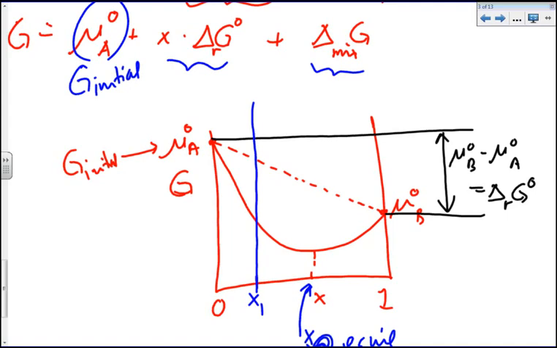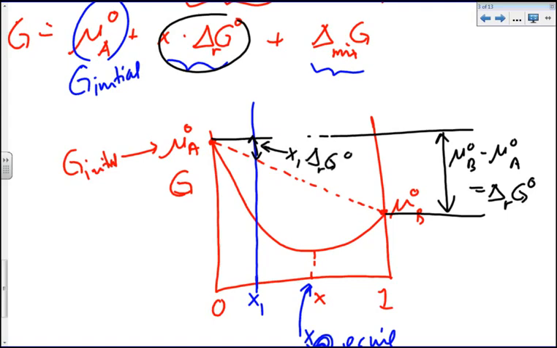So let's see what happens at x1. Well, if you look at your similar triangles, you should be able to show that this distance right there is just equal to x1 times delta G naught. Okay, that's this term right here. So that's x1 times delta G naught for the reaction.